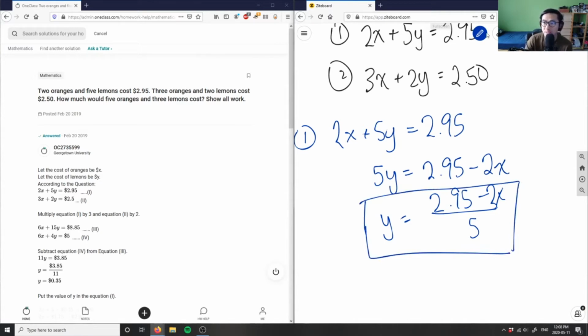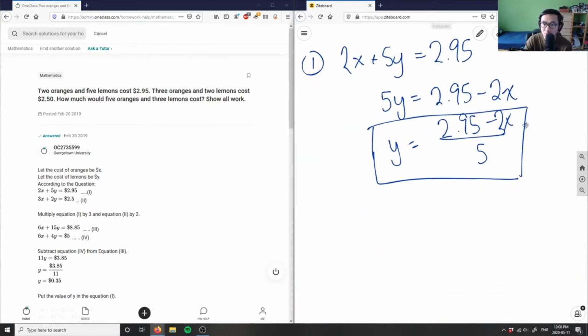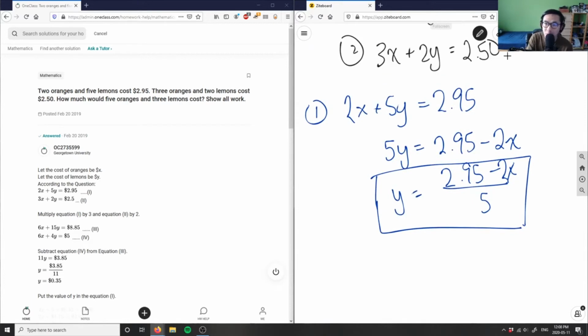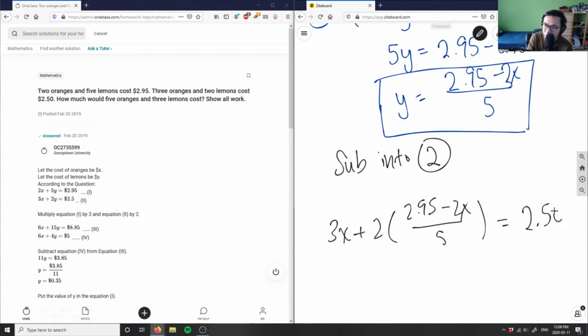And what I'm going to do is sub equation 1 into equation 2. In this case, we're placing everything in terms of x, so everything in terms of the cost of the oranges. So we're solving for the cost of the oranges first. So I'm subbing this y equation into equation 2. So I'm going to have 3x plus 2 times $2.95 minus 2x all over 5 equals $2.50.